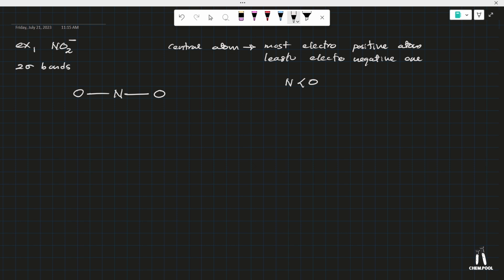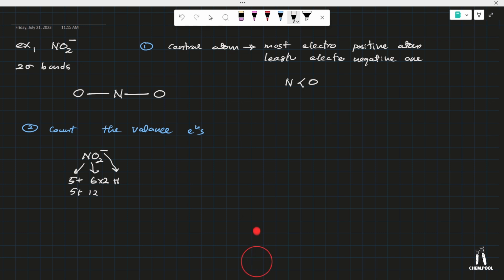Then what we do, count the second step. Here step 1, I put the charge, drawing the correct skeleton. Then count the charge, count the valence shell electrons. Right here, NO2 minus: for nitrogen is 5, and for oxygen 6 by 2, and for minus charge 1 electron. Therefore 5 plus 12 plus 1 is 18 electrons.